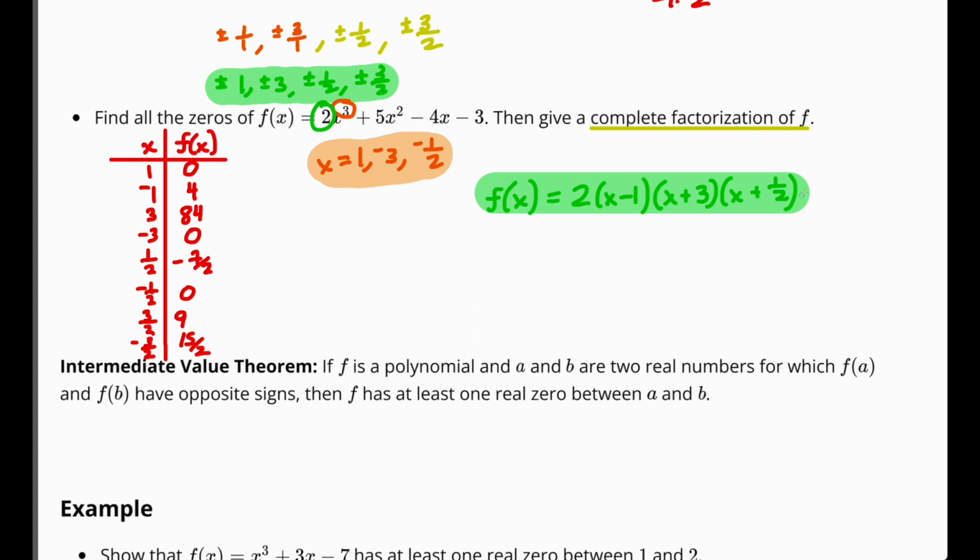One thing you could have also done, because this has a fraction here, is you could have distributed the 2 there. So you could have had x minus 1 times x plus 3, and then distribute the 2 to this thing right here, and you would get 2x plus 1. So now if you notice, all of them do not have any fractions in them. You could do that if you want, you don't really have to.